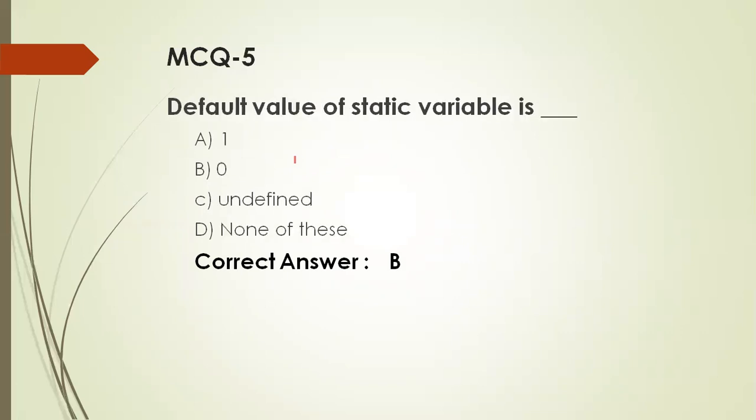Default value of a static variable: as I already told, for any variable, if you mention the storage class as static and you don't mention any initial value, by default its initial value will be 0, especially for a static variable. The correct answer is B.